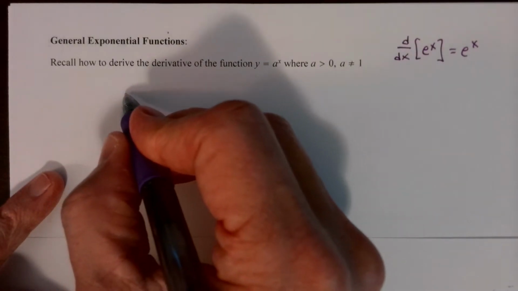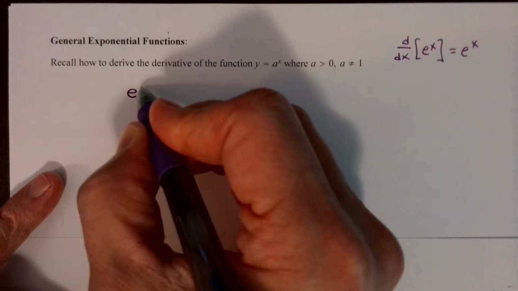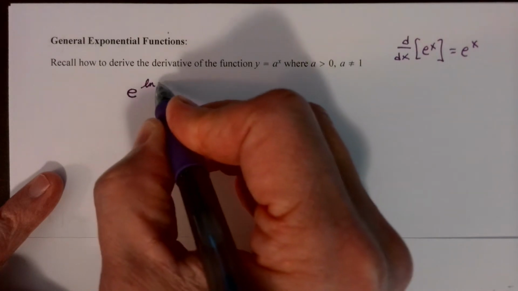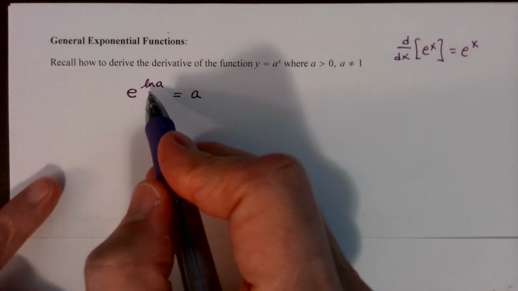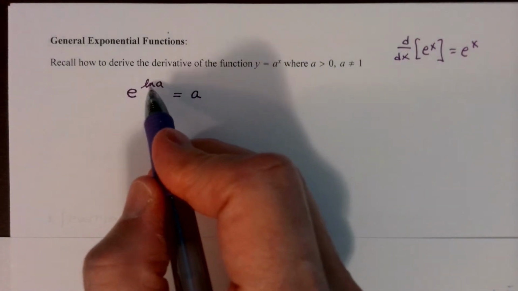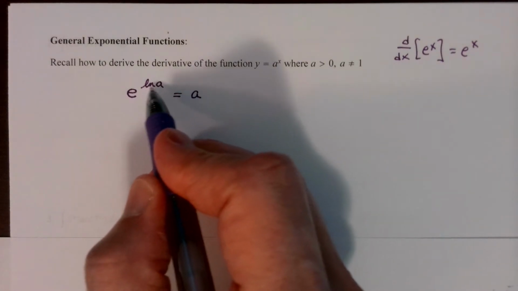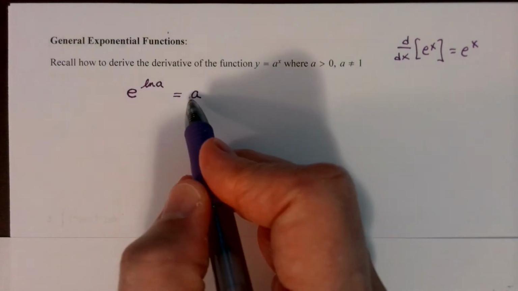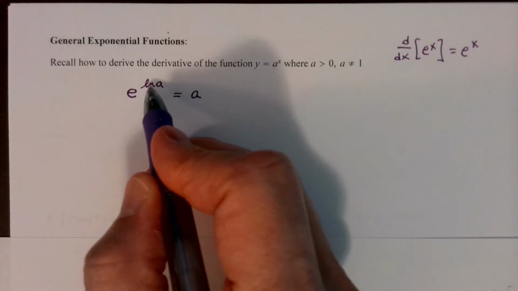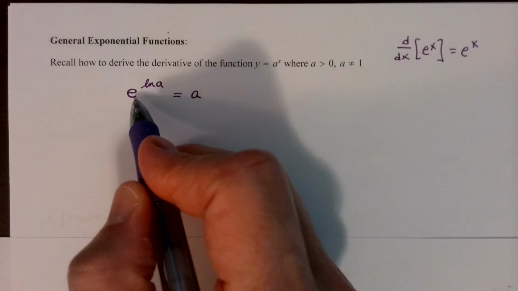Well, the way we do that is we realize that when I look at the expression e and raise it to the natural log of a, I get a. Because remember, what is the natural log of a? It's the exponent, right? Natural logarithms are exponents, and natural log is base e, so it's the exponent on the base e needed to get a. So e to that power is a.